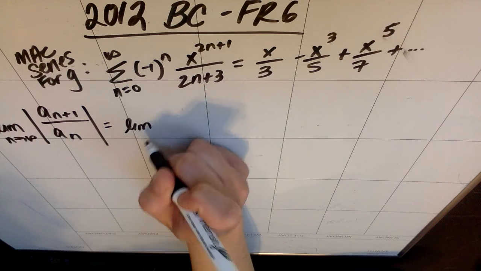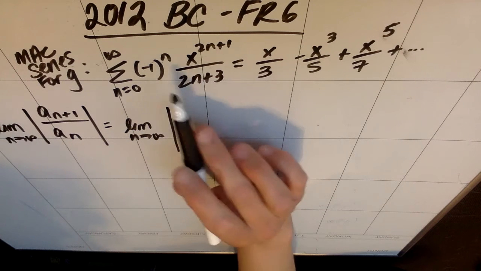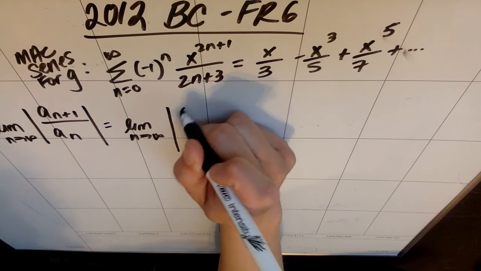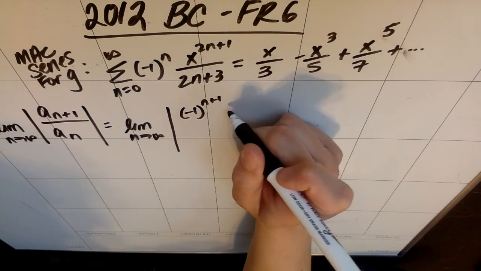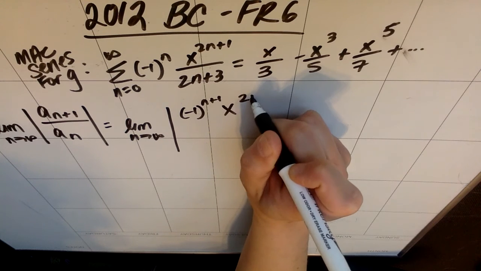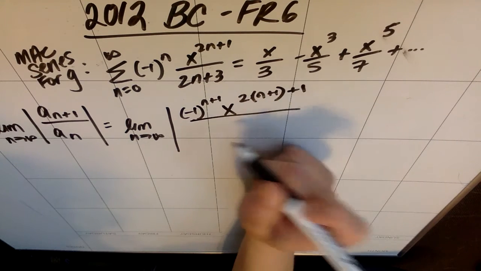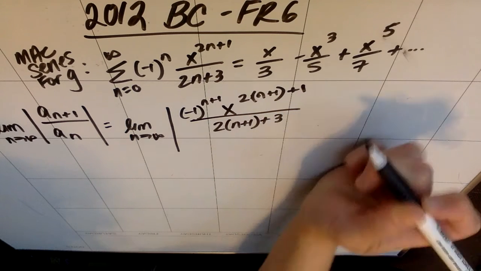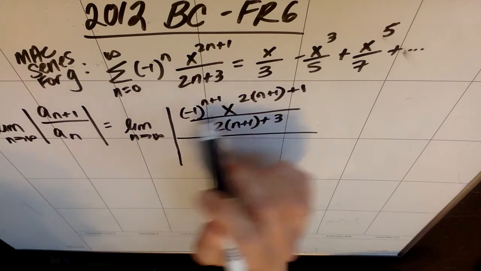So the limit as n approaches infinity of, so a sub n plus 1 is going to mean take this nth term and plug in n plus 1. So negative 1 to the n plus 1, although that's really not going to matter much to me, an x to the 2 in parentheses n plus 1 plus 1 over a 2 in parentheses n plus 1 plus 3. So that's my n plus 1th term, right? And that's going to be on top of, and then I'm just going to copy the term here.